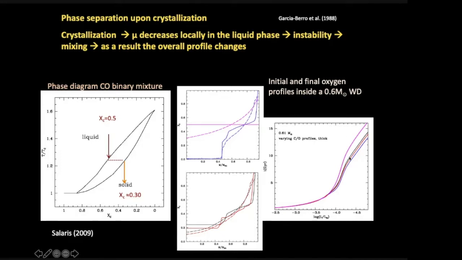So this chemical stratification of carbon and oxygen is very, very important, because upon crystallization, due to this phase separation, the details of the chemical stratification can give you very different cooling times. Okay. The largest cooling times are when you have a 50-50 flat profile, which is not realistic, but it gives you an idea of what to expect.